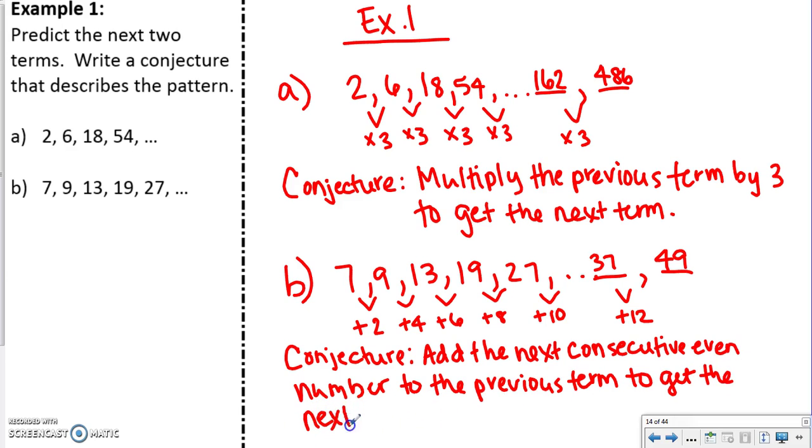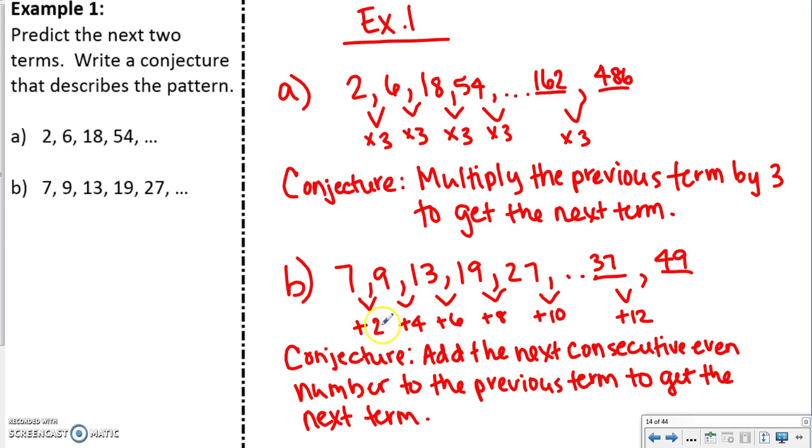And you can kind of change up the order of this. You can start by saying to get the next term, add to the previous term the next consecutive even number. You can take this and make it in a different order if you wanted to. Again, what I'm looking for is the previous term, next term, and then on this one, add the next consecutive even number. That's how you say this.